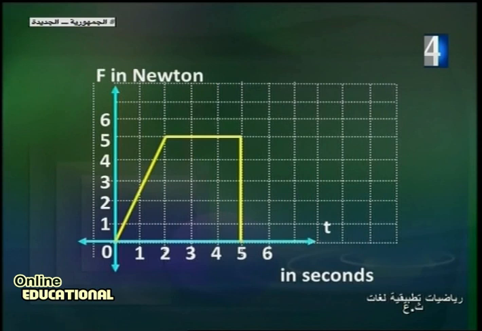Now we have the area under the curve from t equals 0 to t equals 5, which is the area of a trapezium. We know that the area of a trapezium equals half the sum of the two parallel bases multiply its height. Then equals 12, 16, 20, or equals 25 Newton second.